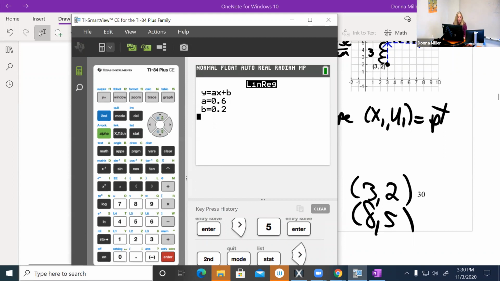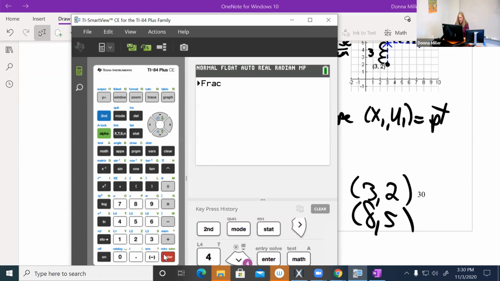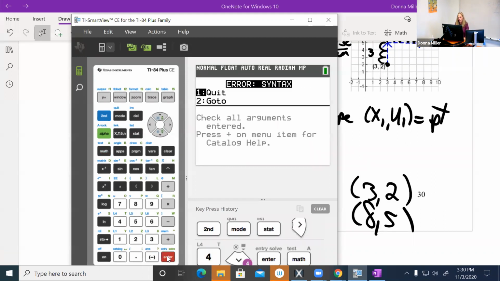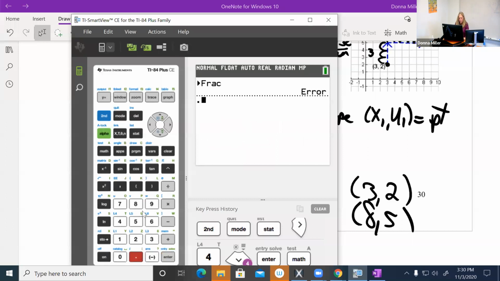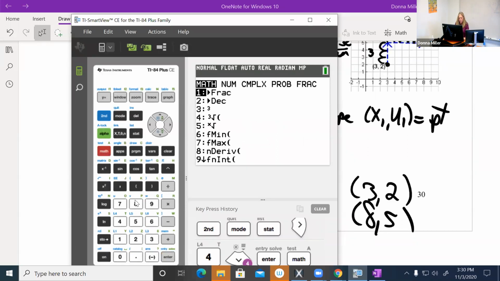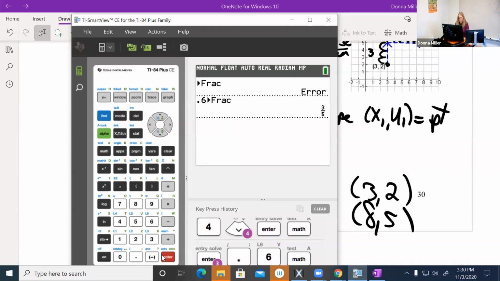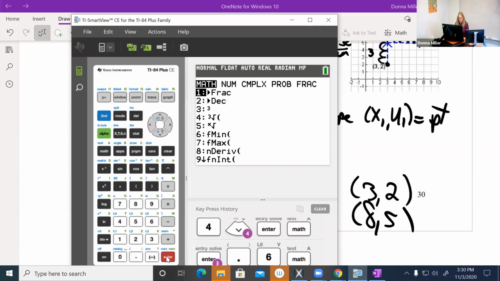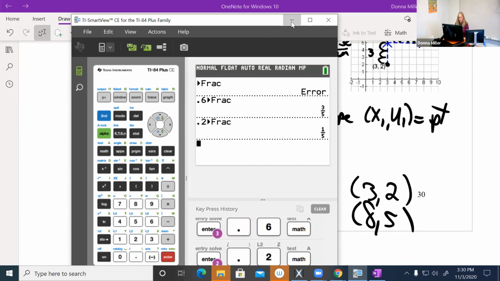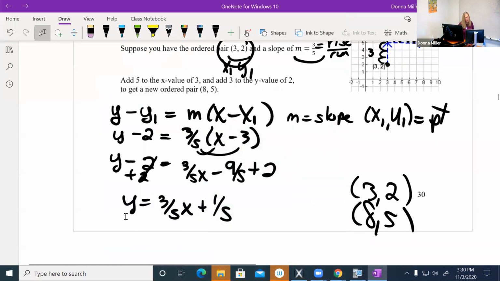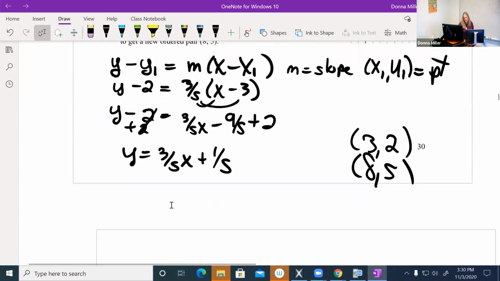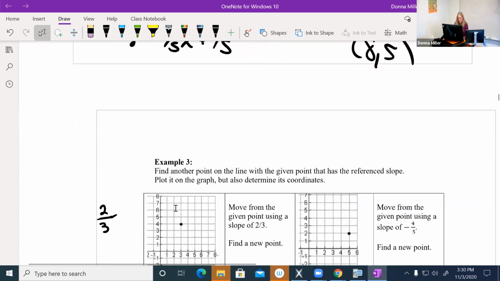So I'm going to verify. I wonder if I could do that. I'm going to try something, may not work. I can't probably just convert them to fractions. No, okay. But I can do it this way. I can do 0.6 and write it as a fraction. I get 3/5 and 0.2 and write it as a fraction. I get 1/5. So I get 3/5 x plus 1/5, which is what I got by hand, all right? So just to show you, it does the same thing, all right? So feel free to plug points into the calculator. You only need 2, okay?